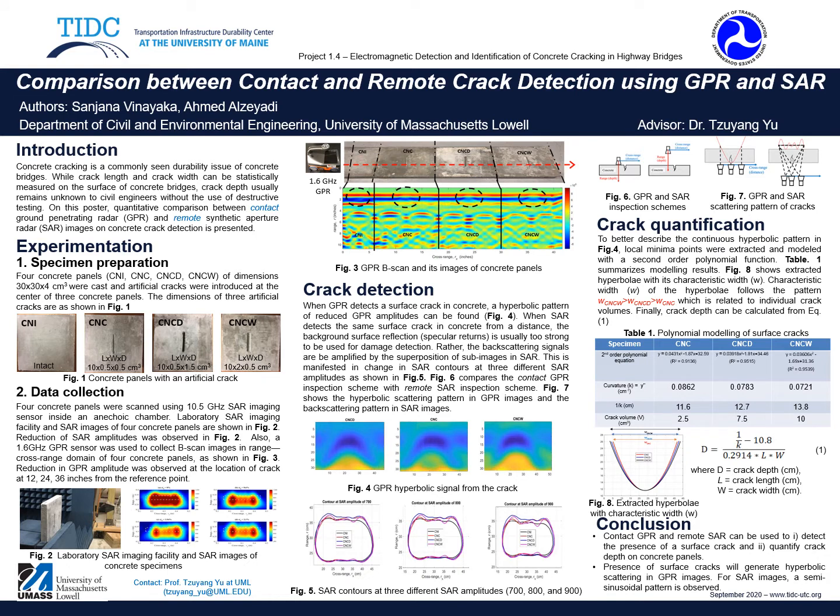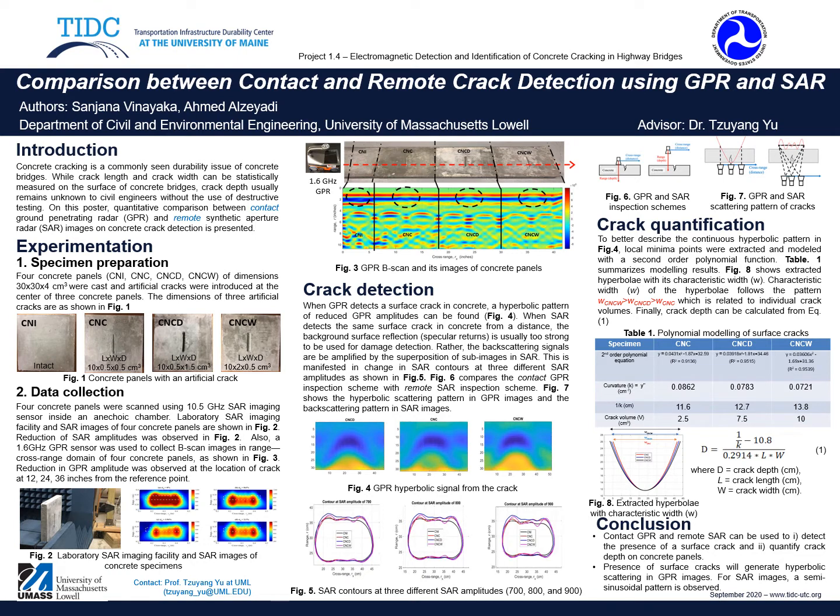The results presented herein are part of the TIDC Project 1.4, Electromagnetic Detection and Identification of Concrete Cracking in Highway Bridges. This work wouldn't have been possible without my fellow researcher Ahmed Al-Zayadi and my advisor Dr. Zhuang Yu. Cracking of concrete is inevitable and is a commonly seen durability issue of concrete bridges in the US and around the world. The size and the location of cracks on a concrete bridge indicate their structural significance and are vital to the structural health of the bridge.